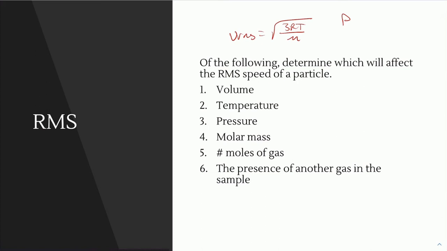So volume is not going to affect it simply because it's not a variable in here. So I'm going to cross that out. Temperature definitely does, right? It is clearly right here. The reason it does is that temperature is what determines kinetic energy, and the average kinetic energy is what determines your RMS speed. So it has a direct effect on it. Pressure does not have a direct effect on the RMS speed of the particle. Molar mass definitely does, right? It's right here in the equation. Number of moles of gas does not matter either, okay? And the presence of another gas in the sample will also not affect it.